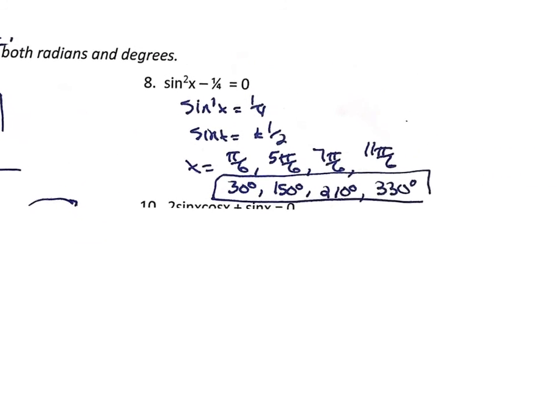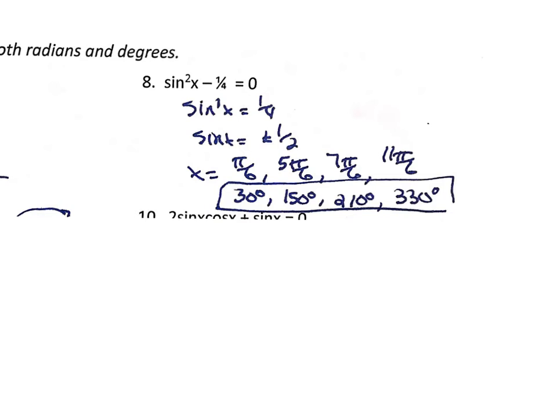Number 8, to solve this one, you've got to do a couple things. You've got to move the 1/4 to the other side first, which I did. Now, because it's sine squared, you need to take the square root of each side. And whenever you do that, don't forget to put your plus or minus sign. The square root of 1 is 1, the square root of 4 is 2, so I got 1/2. And because it's plus or minus, I need all the 1/2s.